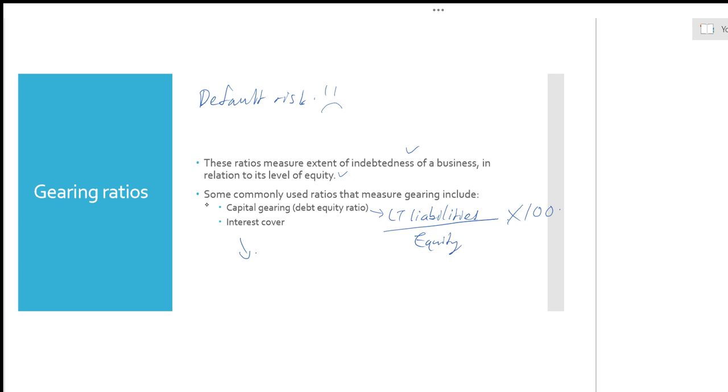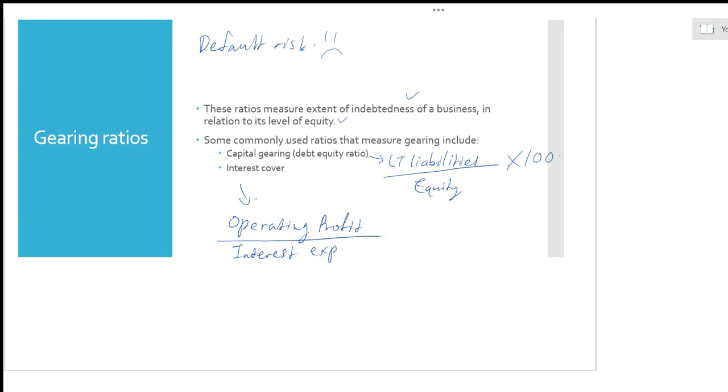Interest cover is simply calculated by taking operating profit over interest expense. Right? Operating profit over interest expense. Interest cover shows us how readily the business is able to cover its interest expense. Obviously, a high interest cover is desirable because it shows that the business has little issue servicing its debt obligations, especially in terms of interest.